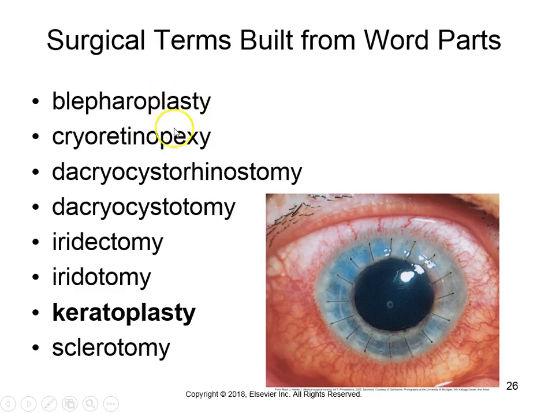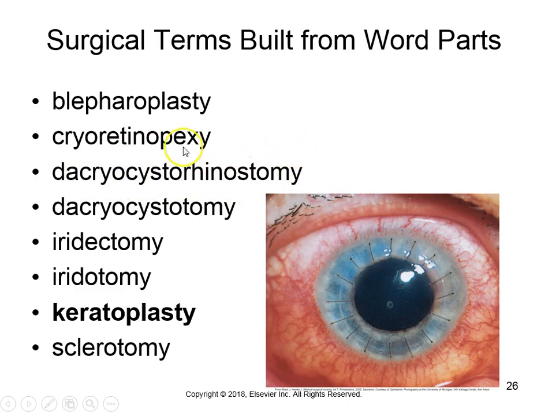Pexy. Pexy is a word, I can't remember if we've seen this suffix before, but it's surgical fixation. So cryoretinopexy means they're fixating the retina using cold. It seems crazy, but they can actually do that. Maybe this is for a retinal detachment, for example, and they're using cold to basically glue it back or fix it back in place.